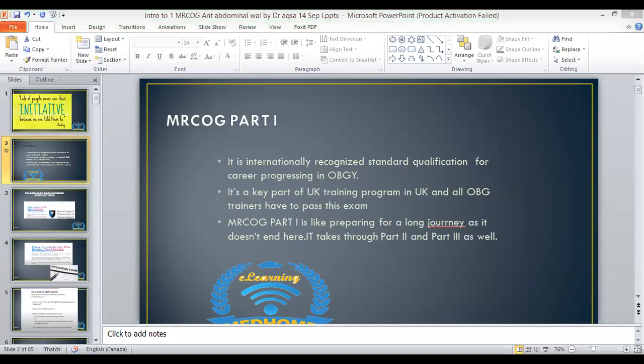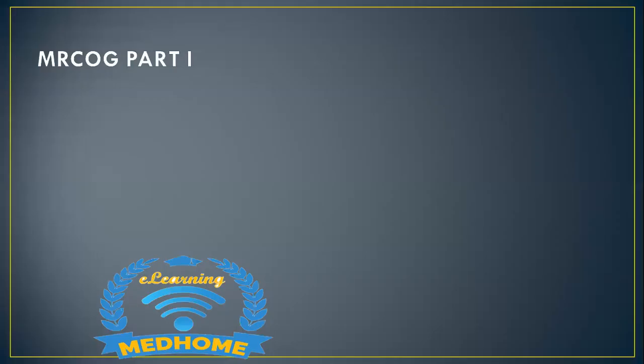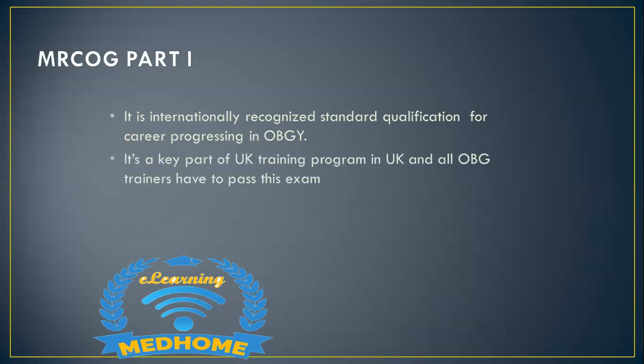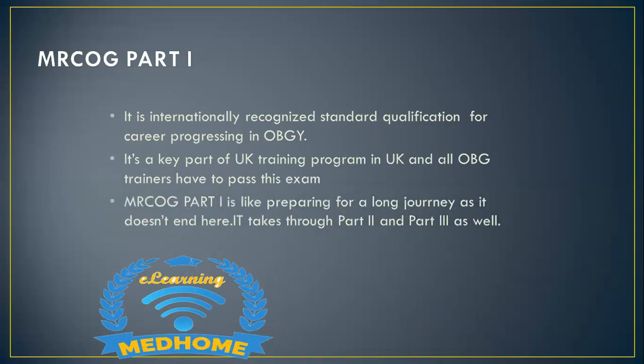Basically what this exam is, this MRCOG, it's the membership of the Royal College of Obstetricians and Gynaecologists. So it's an international degree which is recognized for career progression in OBGYN. It's a key part of the UK training program, and all the trainees have to pass this exam. MRCOG Part 1 is not just the completion of your degree. You will have to go for Part 2 and also Part 3. Part 3 is the Viva, and Part 2 is the theory part of the guidelines that we have.